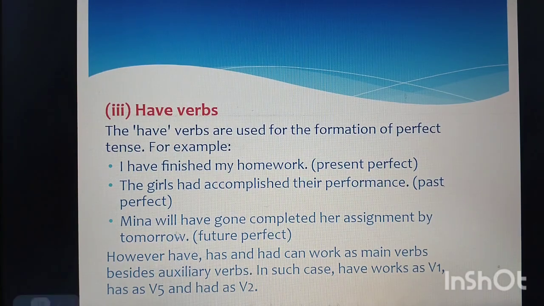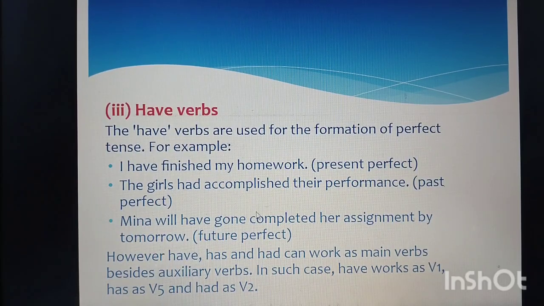Now we discuss have forms. The have verbs are used for the formation of perfect tenses. For example, I have finished my homework, present perfect. The girls had accomplished their performance, past perfect. Mina will have completed her assignment by tomorrow.